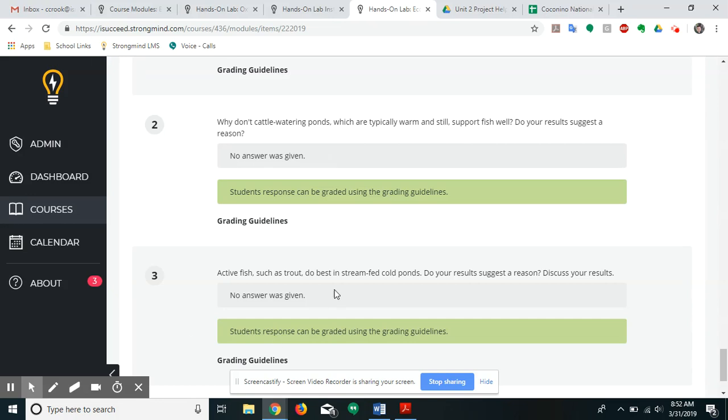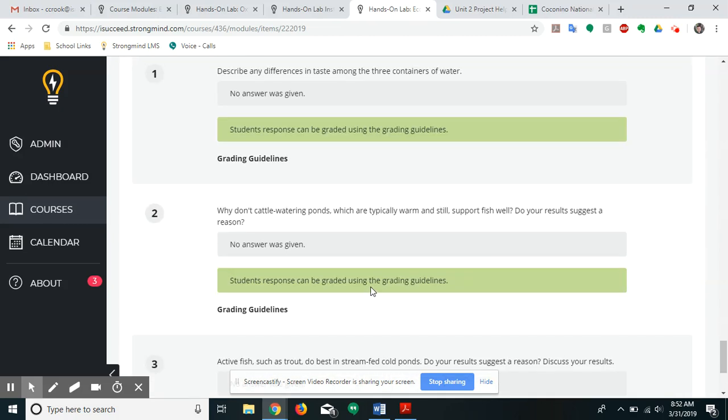Fish, this one's another big one. Why is it so important that fish get some good water? Think about that. Okay. All right.